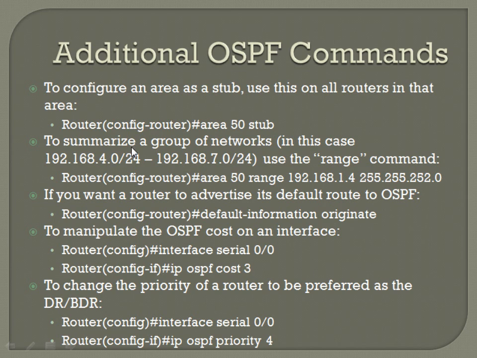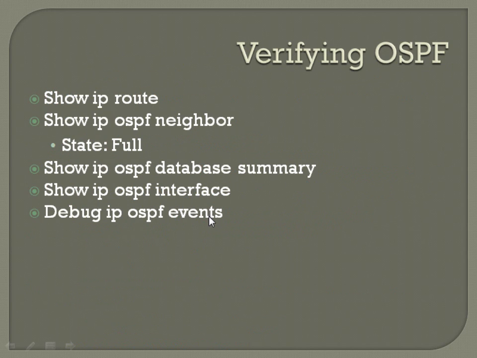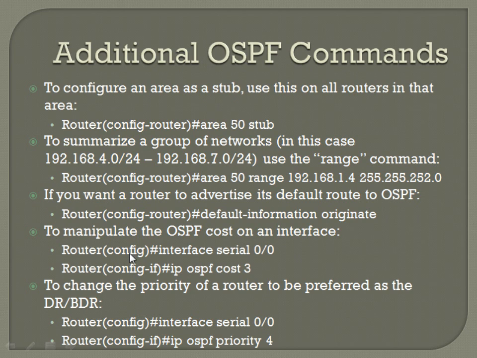If you want a router to advertise its default route to OSPF, it's from router configuration mode, default-information space originate. And then to manipulate the OSPF cost on an interface, we talked about this before. When you get to gigabit Ethernet interfaces, it's always going to assume the value is 1 if you want to change that value. In this case, they're changing it on a serial interface. I guess there may be a particular reason you want it to prefer a serial interface over another interface. It's from interface configuration mode, interface space and then your interface name and number. From interface configuration mode, ip space ospf space cost, and then the new cost value you want to set there, in this case 3.